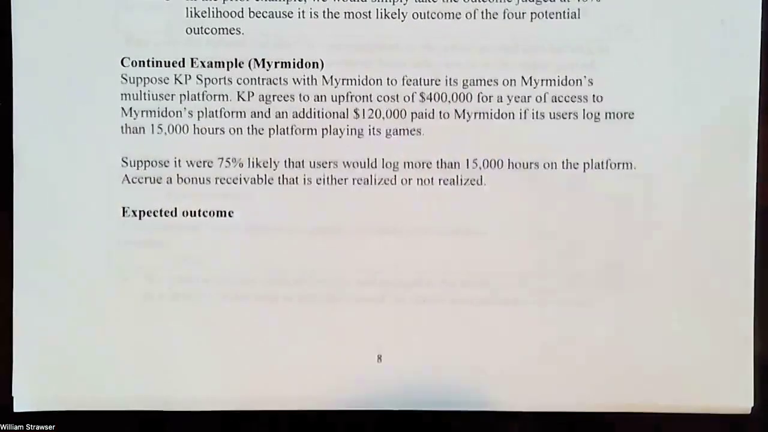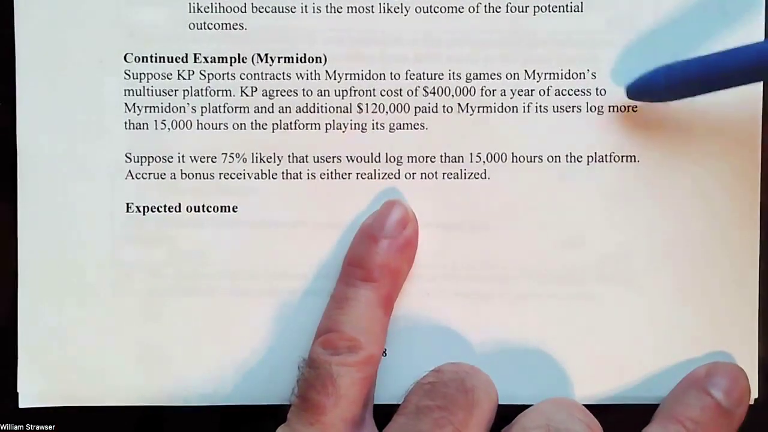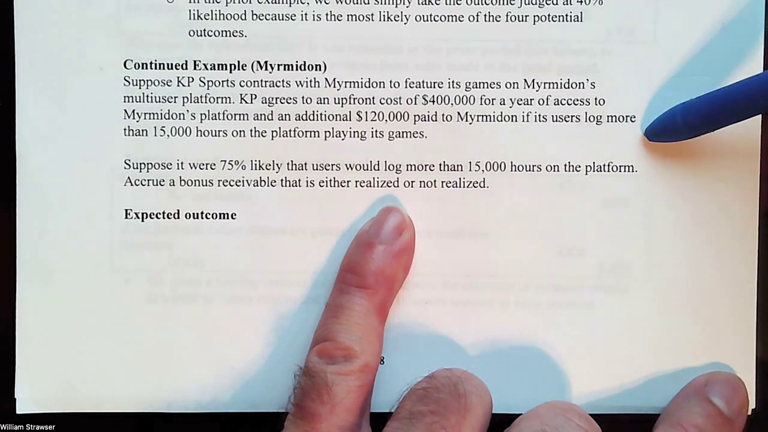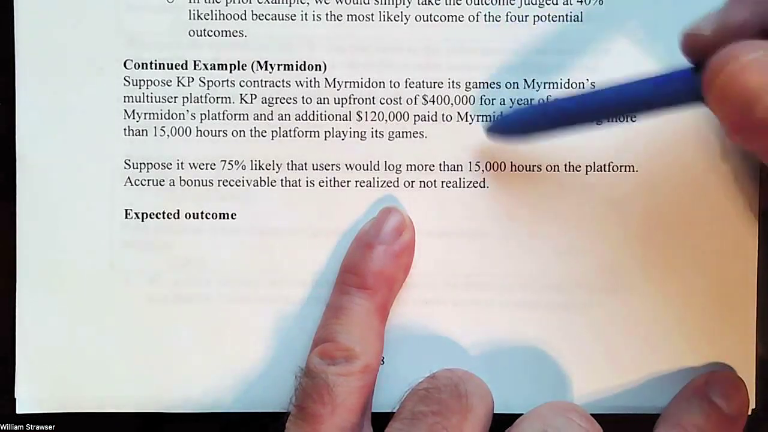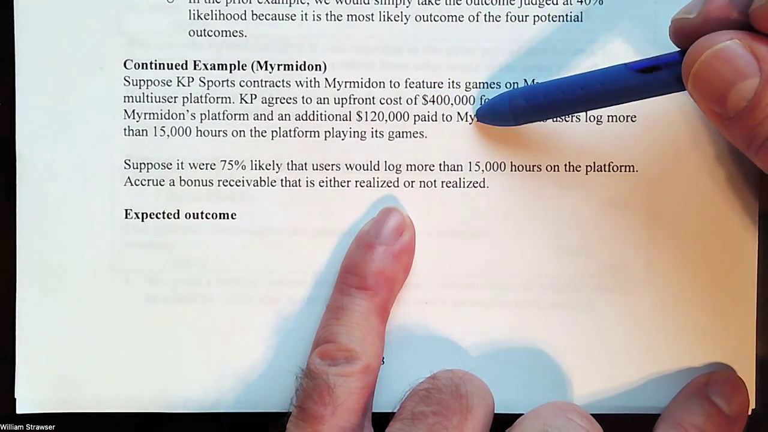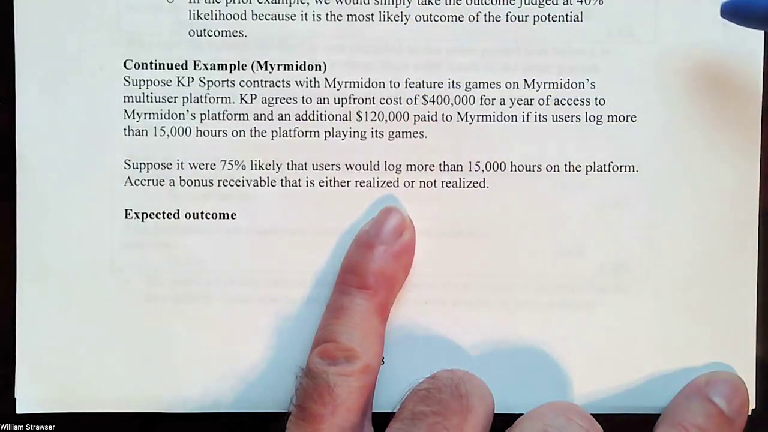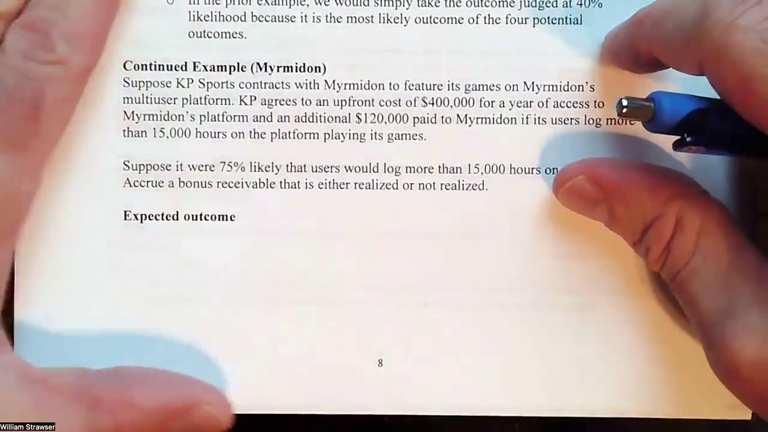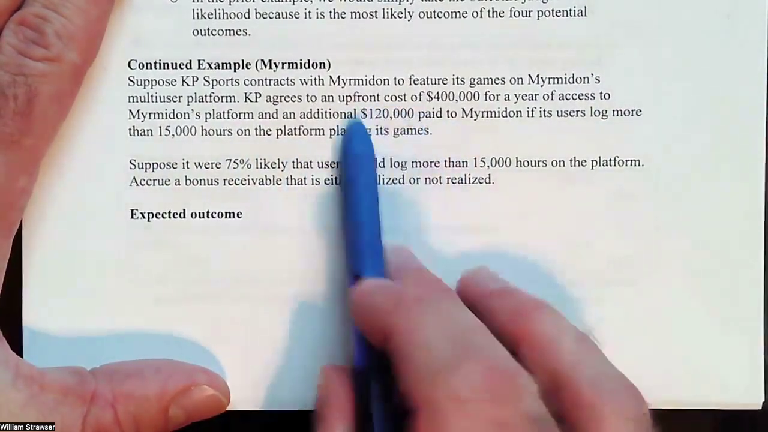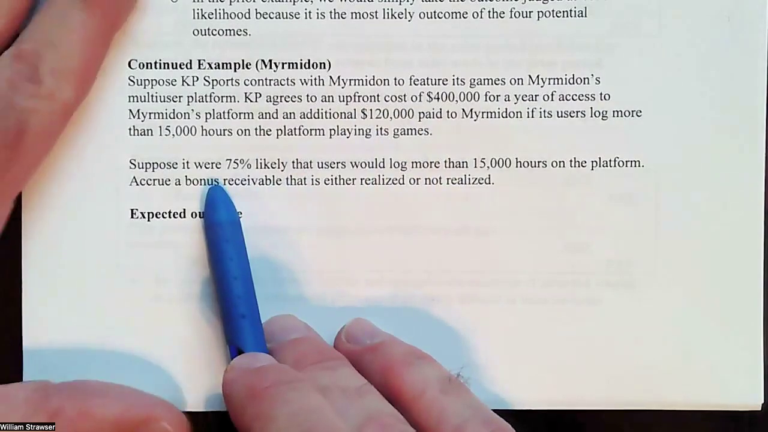So basically what KP is paying for here, or the additional amount is, well, if this is wildly successful, right? If our users actually really like what you're providing, that we got them access to for paying you $400,000, then we'll pay you extra because it was so wildly successful. So if they do log more than 15,000, then Myrmidon gets an extra 120.